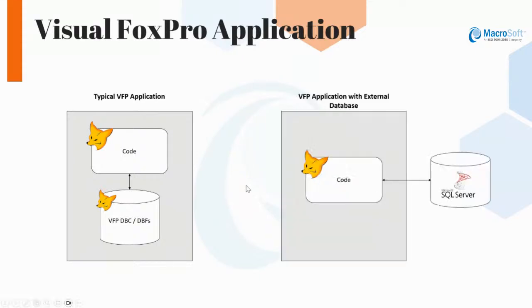Then there is another arrangement of a VFP application which has the code in Visual FoxPro. By code, I mean the forms, the classes, the PRG files, and the reports. Everything is code, and that code is talking to an external database, for example, SQL Server. In that way, all the data is in SQL Server, and the VFP code is calling it. So what we are discussing today is how we migrate the database only from the VFP database to any modern database like SQL.